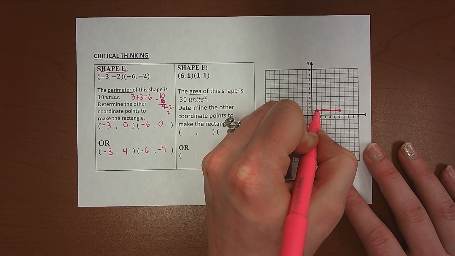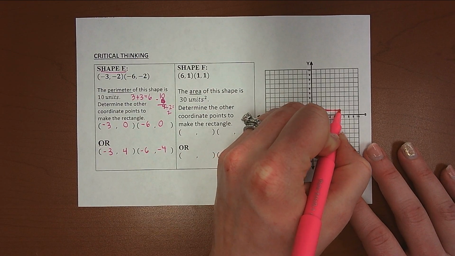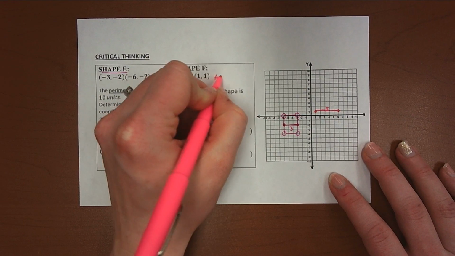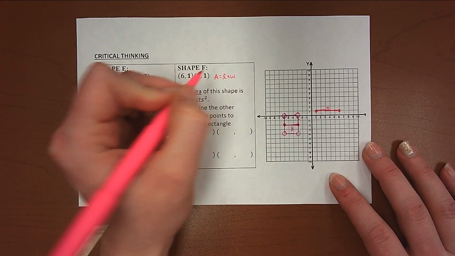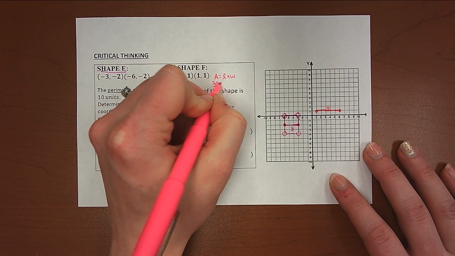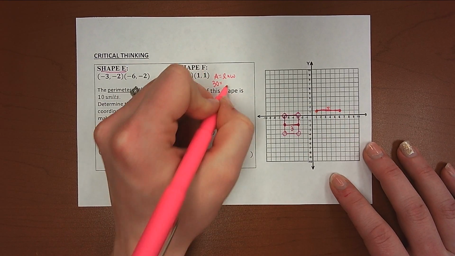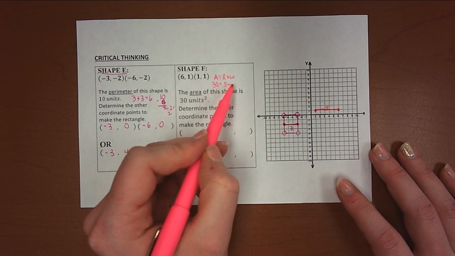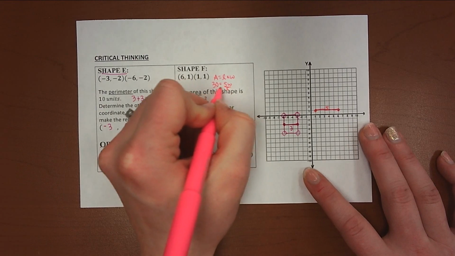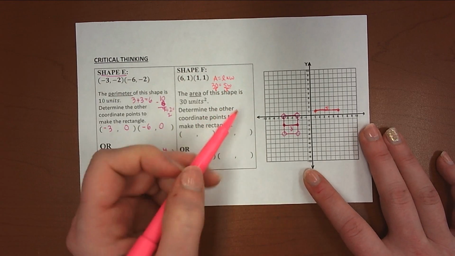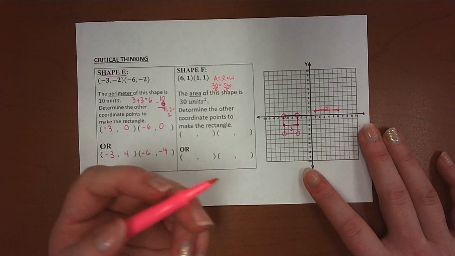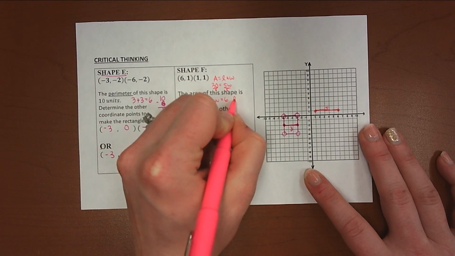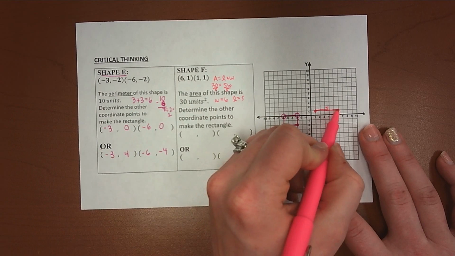So right now I have a side length of 1, 2, 3, 4, 5. And I know that area is length times width. And so if my area is 30 and one side length is 5, 5 times what number gives us 30? We can use inverse operations, or we can just say, oh, I know that 5 times 6 is 30. So the width will have to be 6 if the length is 5.